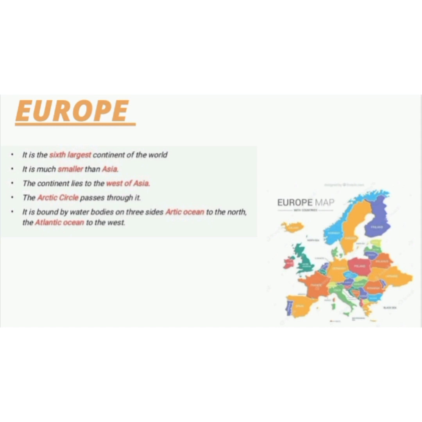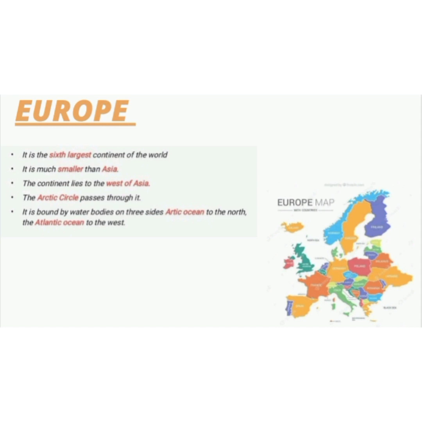Now we will study about Europe. Europe is the sixth largest continent of the world. It is much smaller than Asia. Asia is the largest and Europe is the sixth largest, and it is much smaller than Asia. The continent lies to the west of Asia. The Arctic Circle passes through it. It is bounded by water bodies on three sides. That is Arctic Ocean on the north and the Atlantic Ocean to the west.